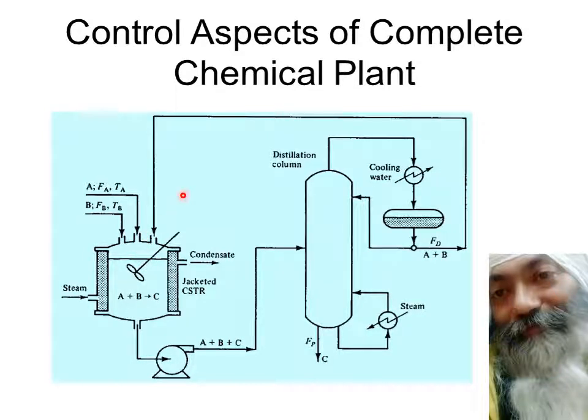So effectively, the input to this CSTR is pure A coming from here, pure B coming from here, and a mixture of A and B. And this mixture of A and B may contain some C also. It may contain a little bit of C also, because whatsoever is coming out from here may contain C.